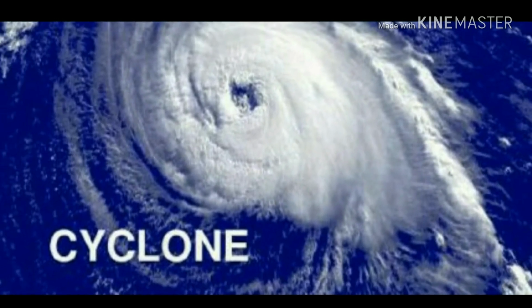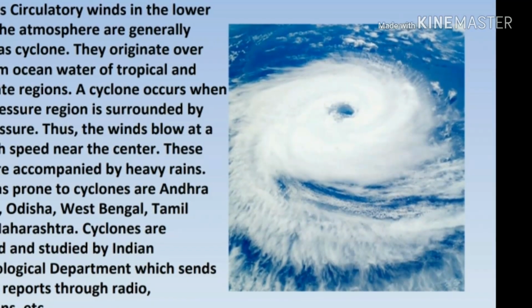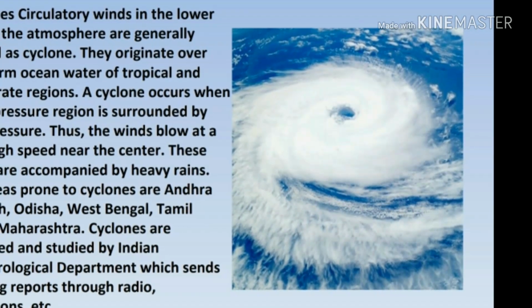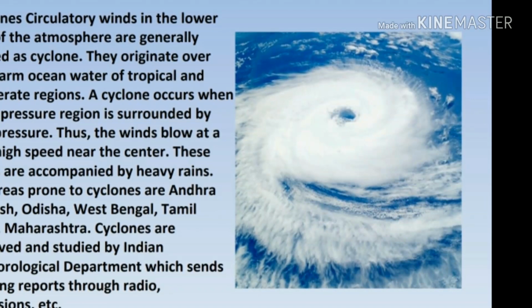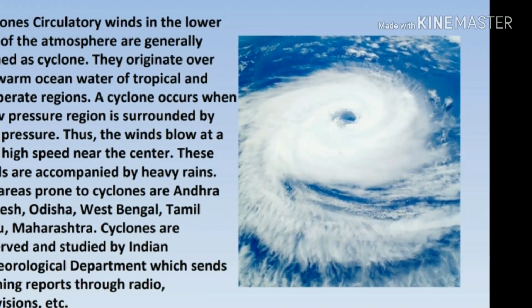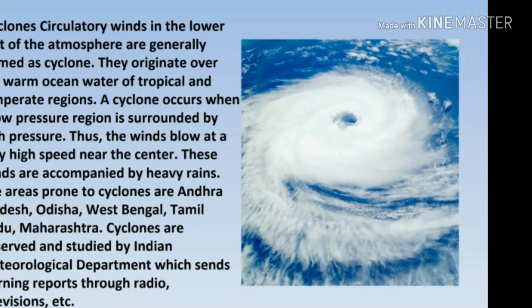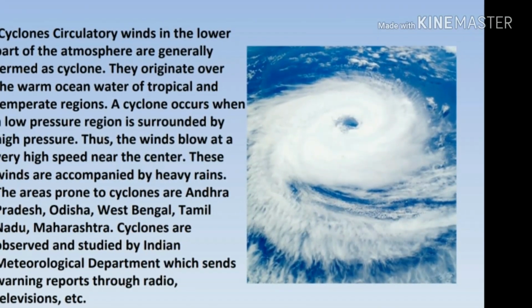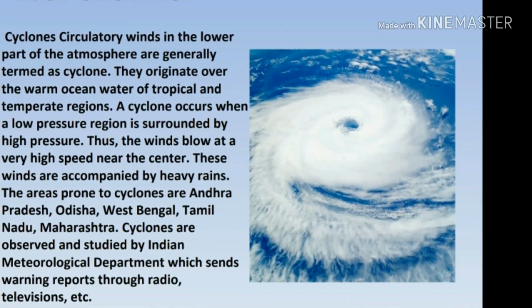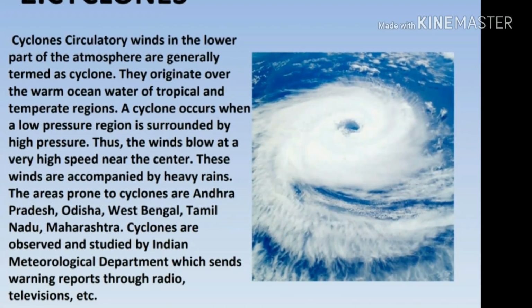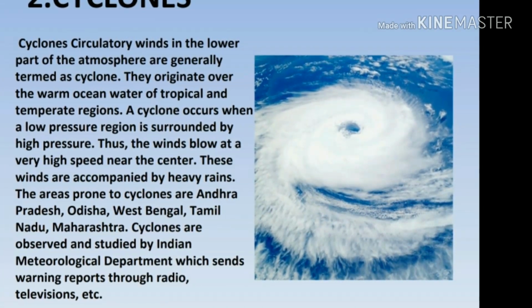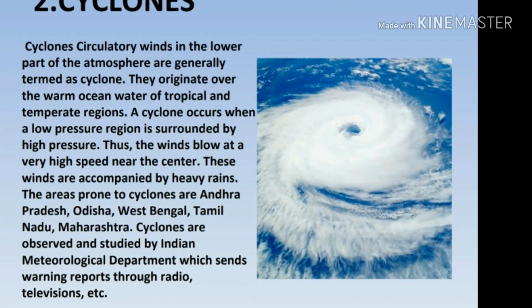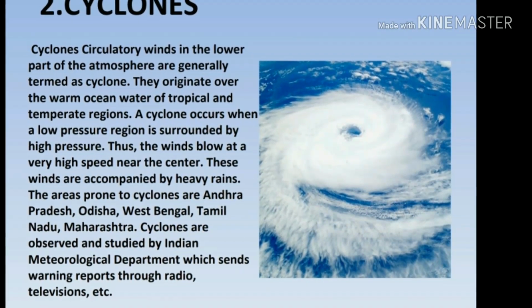Now, the second disaster we will be studying is cyclone. Circulatory winds in the lower part of the atmosphere are generally termed as cyclone. They originate over the warm ocean water of the tropical and temperate regions. A cyclone occurs when a low pressure region is surrounded by high pressure. Thus, the wind blows at a very high speed near the center.